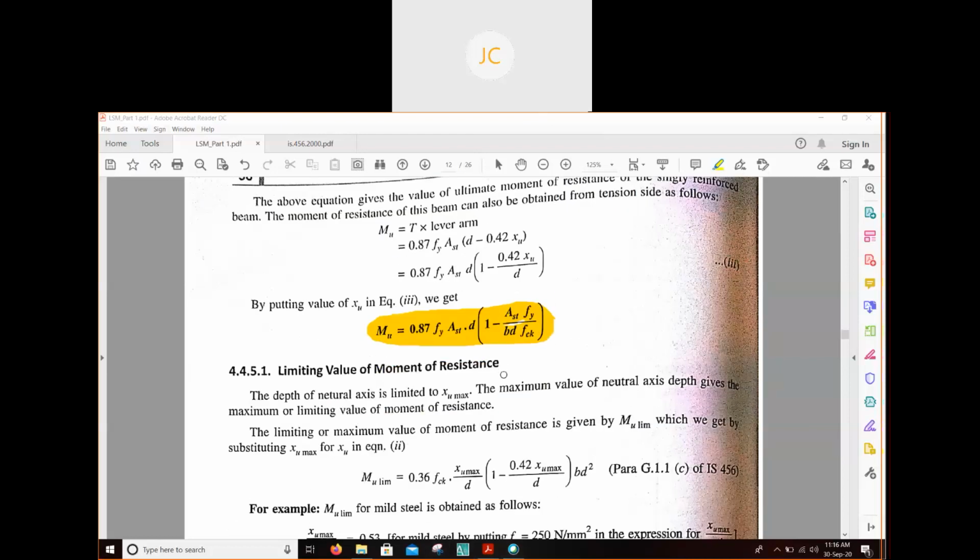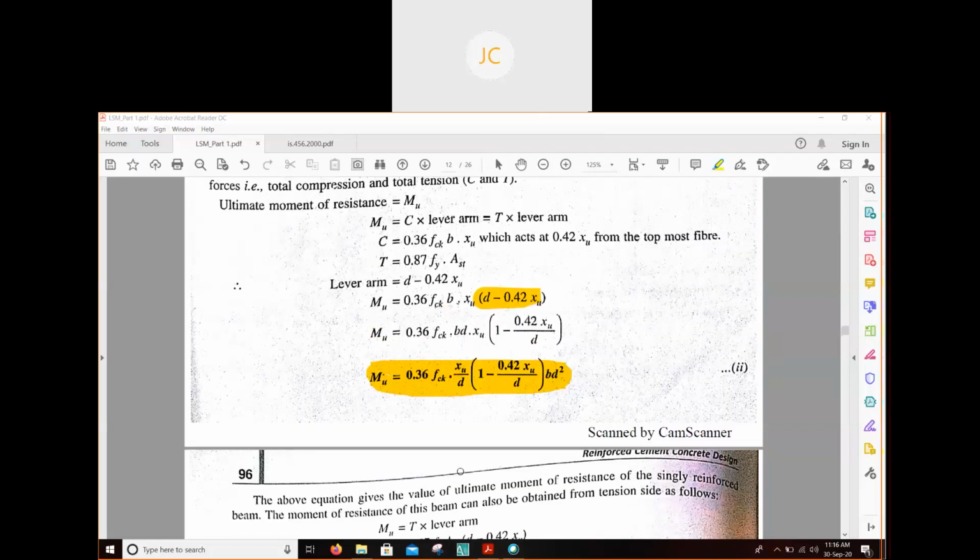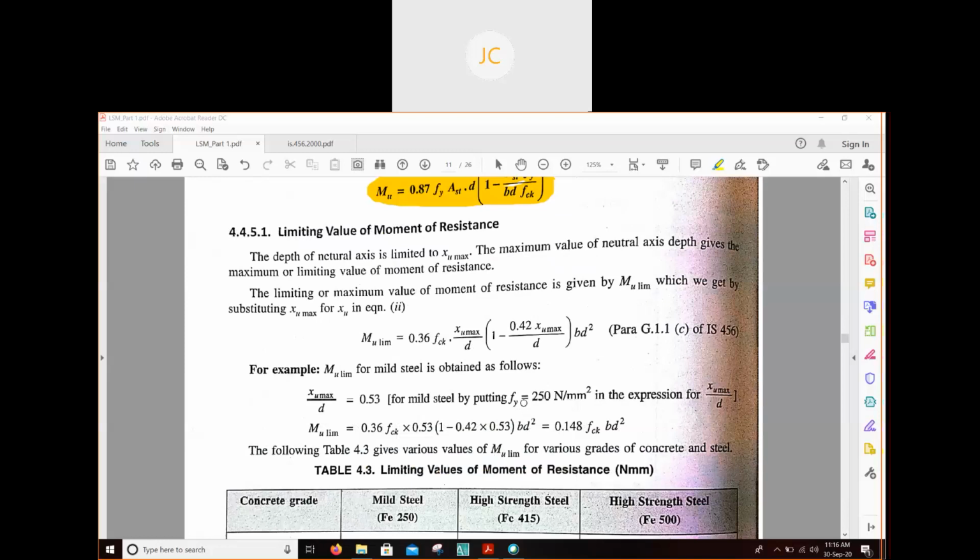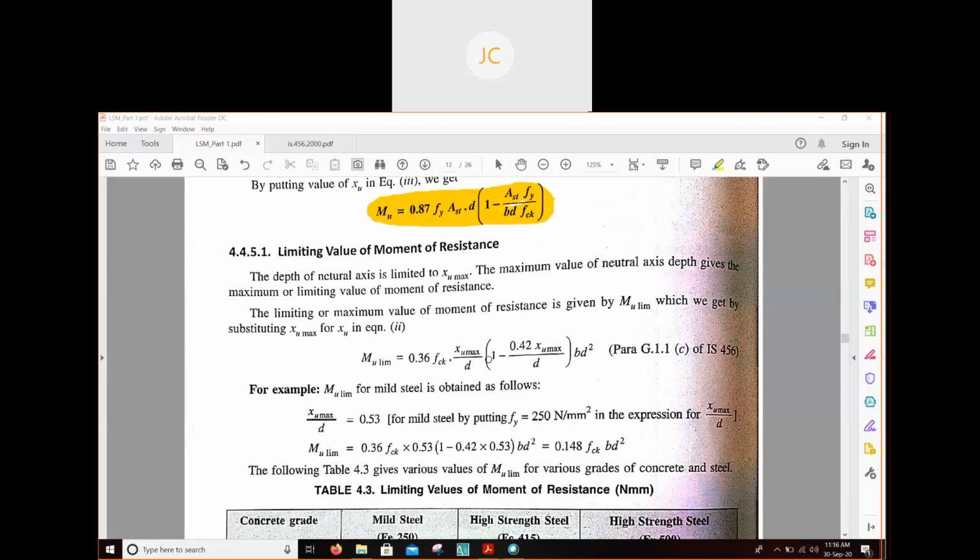Limiting means in place of Xu you have to place Xu max. In place of this Xu you have to write down Xu max. So according to this formula, you are getting 0.36 fck, and now it will become Xu max. For limiting, meaning maximum value of moment of resistance, in place of Xu you have to put just Xu max.